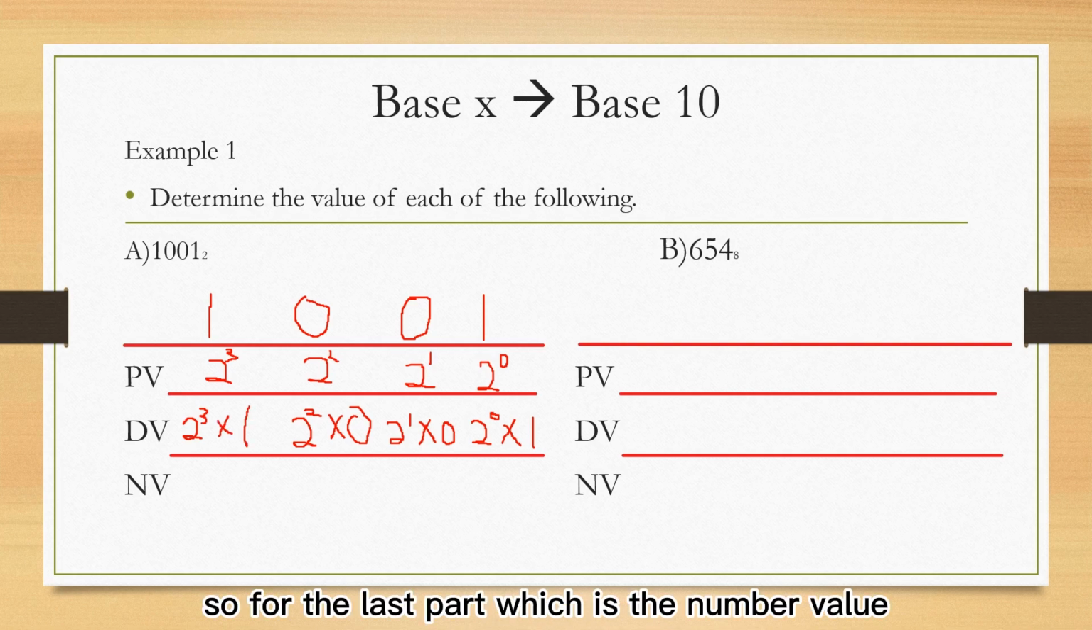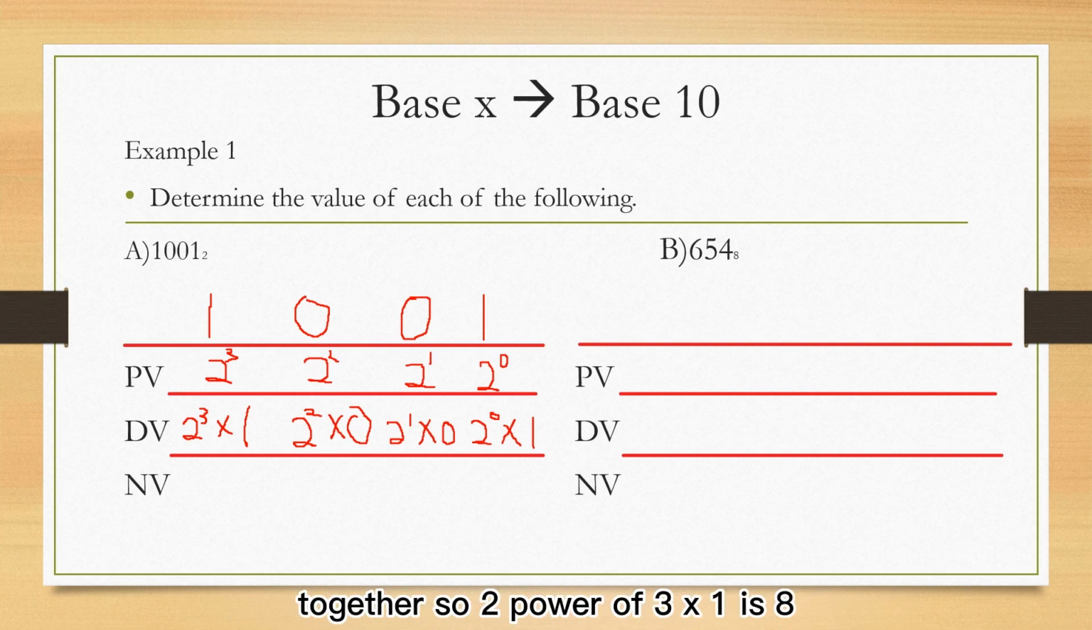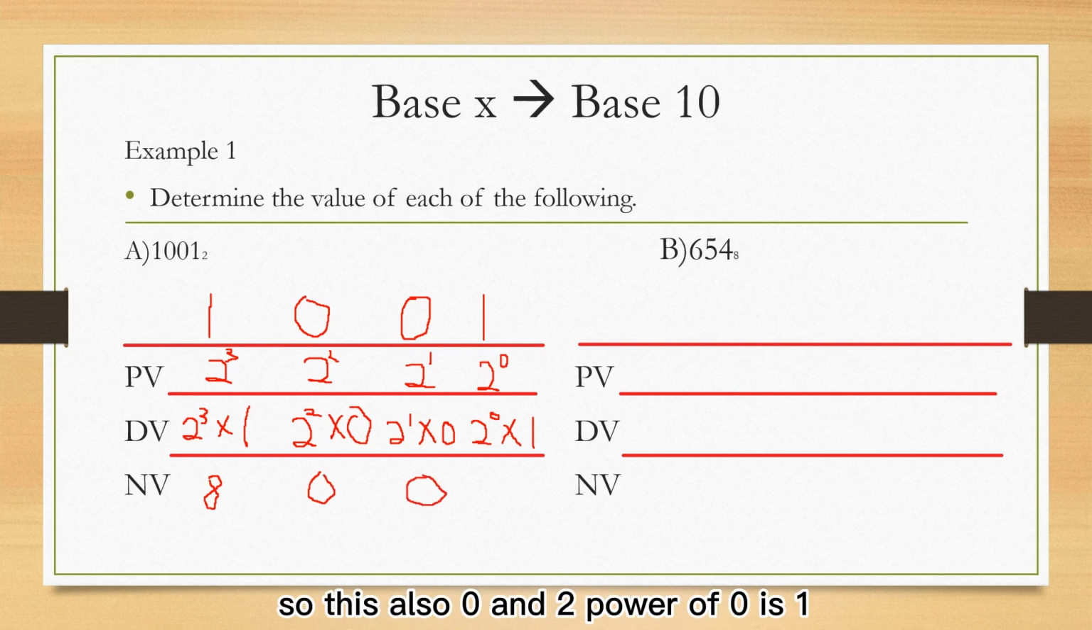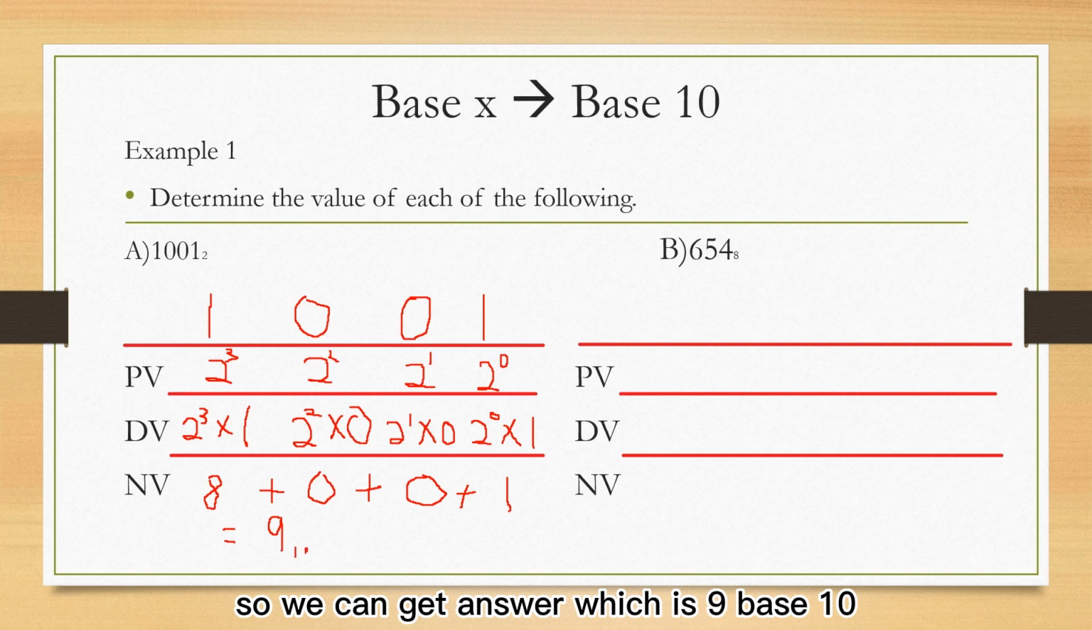For the last part, which is the number value, we need to calculate all these values and add them together. So 2 power of 3 times 1 is 8. 2 power of 2 times 0, we know anything times 0 becomes 0, so this also is 0. And 2 power of 0 is 1, 1 times 1 is 1. We add up all the numbers together, so we get the answer, which is 9 in base 10.